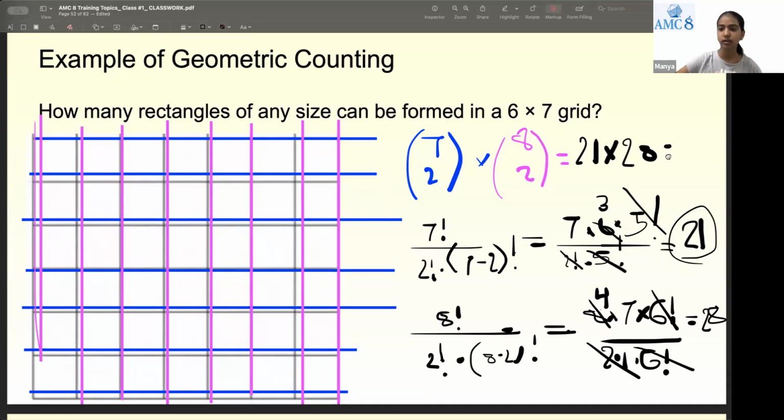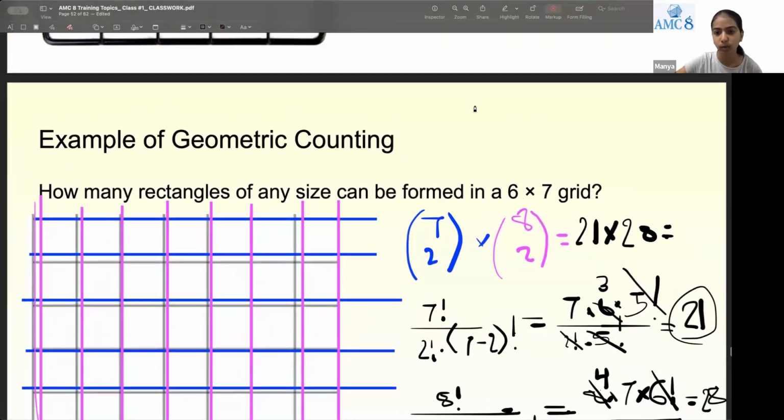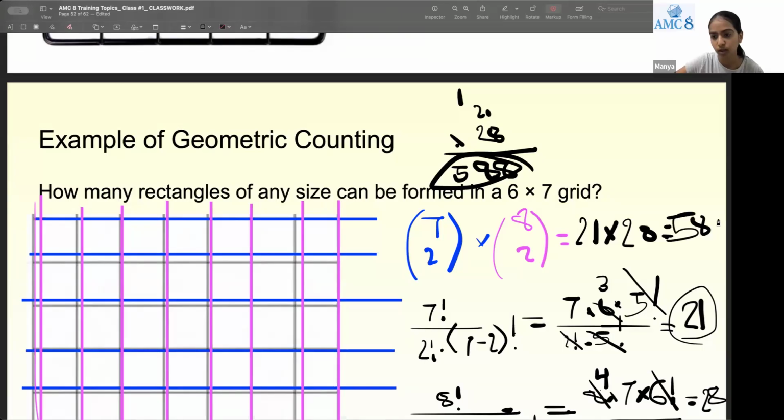And let me solve this right over here. I'll solve it on the top because there's not much space on the bottom. So we'll do 21 times 28, which will be 8 here. I got 588. Yeah, I got 588. So I'm pretty sure that 588 is the answer.